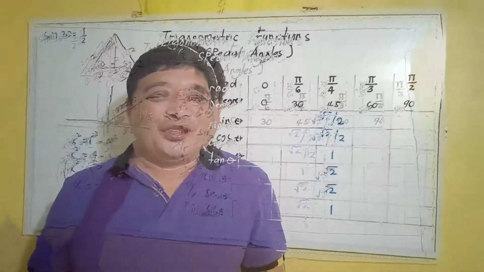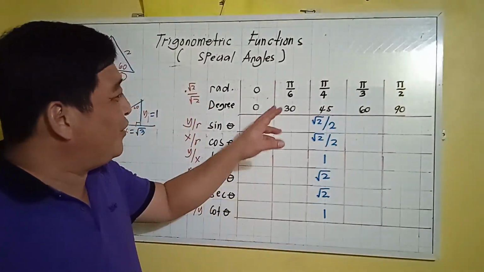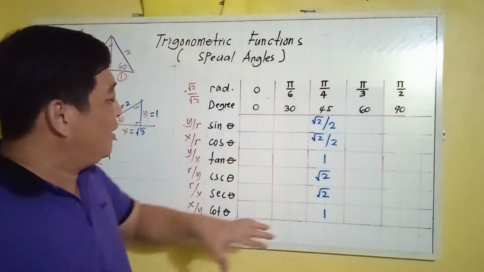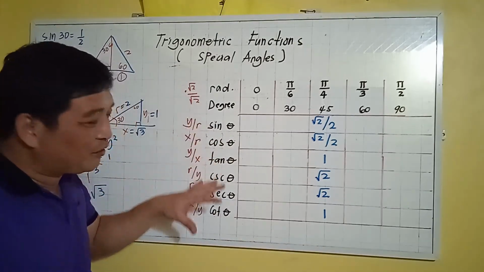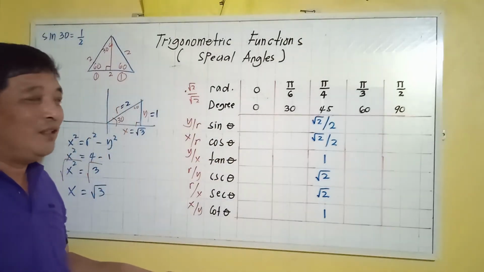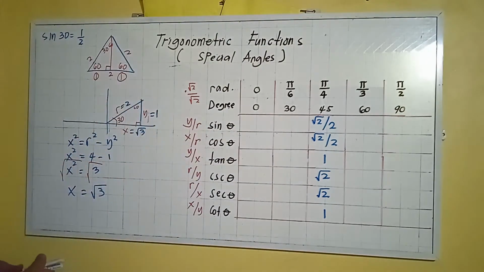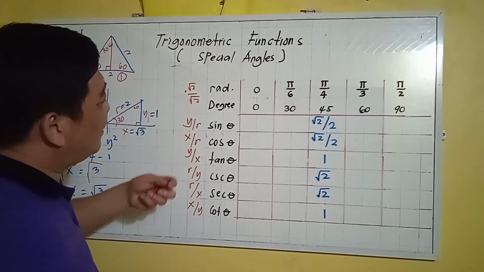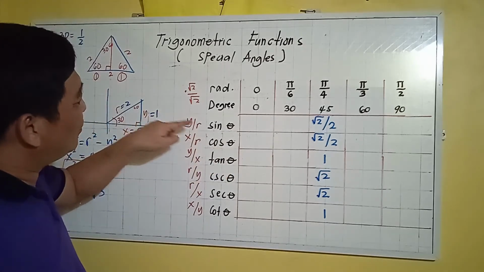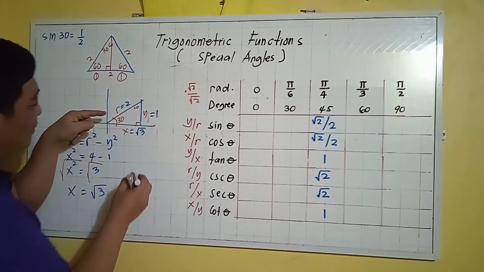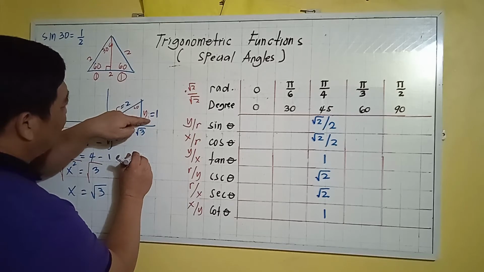Now, x is equals square root of 3. Kunin na natin yung lahat ng value ng 30 degrees. Yung lahat ng value ng trigonometric functions. Mag-start tayo sa sine 30 degrees. Sine 30 degrees, may ratio siya na y over r. Yung y natin is equals to 1.